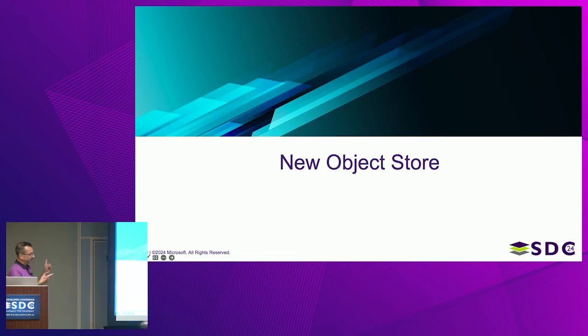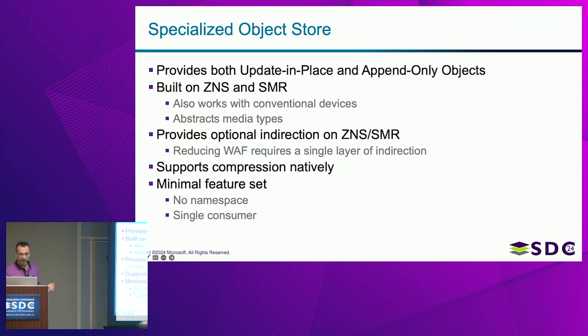Which leads to this, our new object store. This is where we're doing most of our work right now. The key to it is that it provides both update-in-place and append-only objects, because we have our append-only system and we have our update-in-place system. How we do that is what we'll get into, but being able to offer both of those in one system was the key that allowed us to converge these. Instead of running two separate systems, I can have one system that at the lower layer is optimized for both. So we're building it on ZNS and SMR.